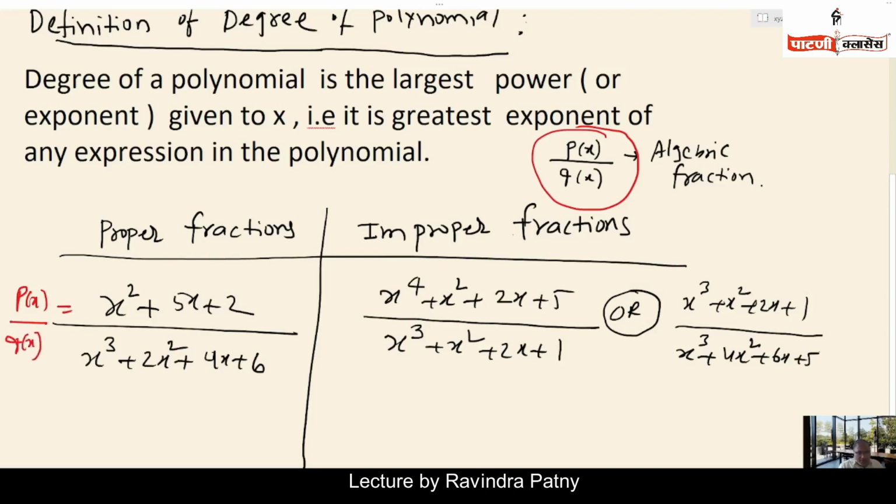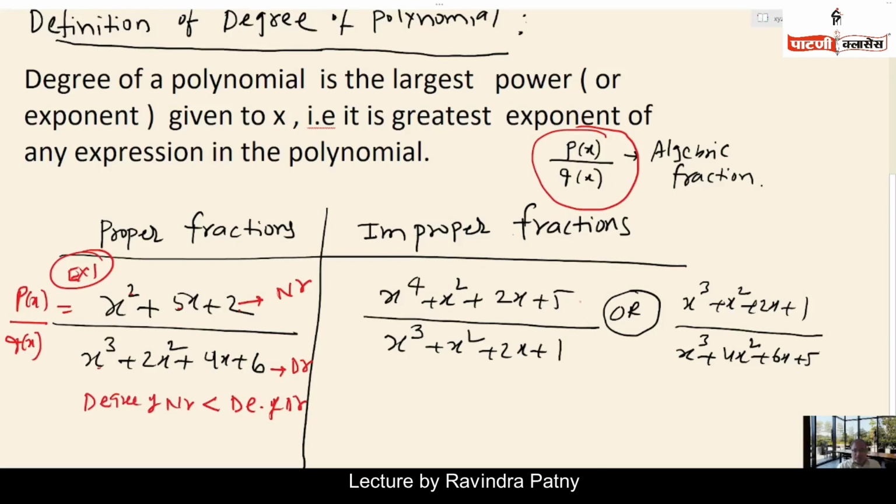In example number 1, I have p of x equals x square plus 5x plus 6. This is the numerator, and x cube plus 2x square plus 4x plus 6 is the denominator. Here the degree of the numerator is smaller than the degree of the denominator. This type of fraction is called a proper fraction.